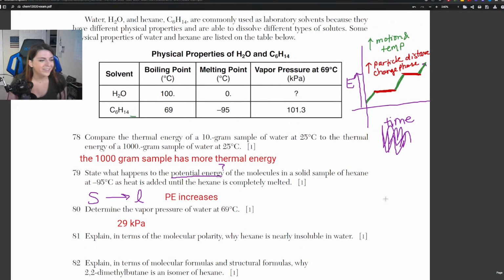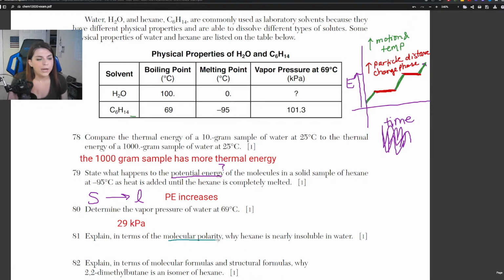Okay, 81. Explain in terms of molecular polarity why hexane is insoluble in water. Okay, good, Karen, I'm glad. So solubility, this is that like dissolves like that your teacher probably mentioned 14 times and you had no idea what they were talking about. If something is polar, it will dissolve other polar things, and if something is non-polar, it will dissolve other non-polar things. They don't like to mix with things that are different from them because they're not very nice.